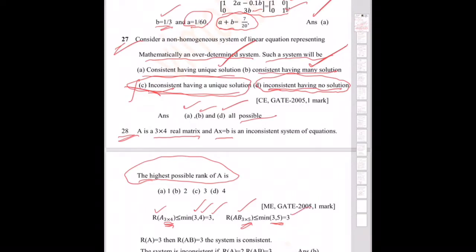Rank of A less than or equal to 3 and rank of AB less than or equal to 3. If rank of A equal to 3 and rank of AB equal to 3, the system is consistent. Given that the system is inconsistent, that is rank of A not equal to rank of AB, but rank of AB equal to 3, then rank of A equal to 2. And rank of AB equal to 3. That is answer B is correct. Rank of A equal to 2 and rank of AB equal to 3, then we get an inconsistent system.